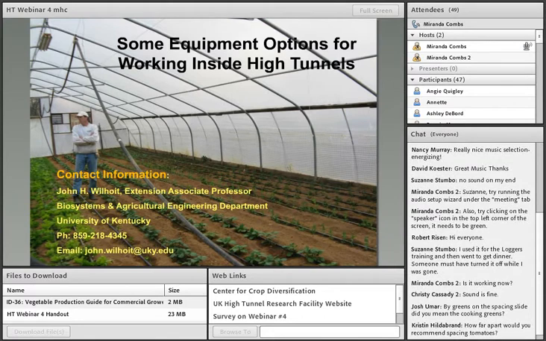Also, another limitation or constraint for using equipment has to do with the bed spacing. And it's particularly for the type of production that Krista was going through with diversified, intensive production inside of high tunnels, then you are going to end up with some constraints in terms of getting equipment in there.